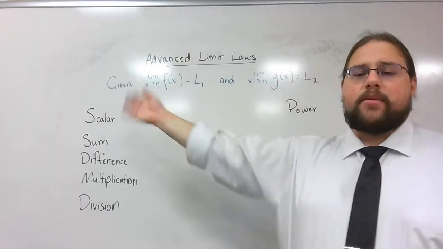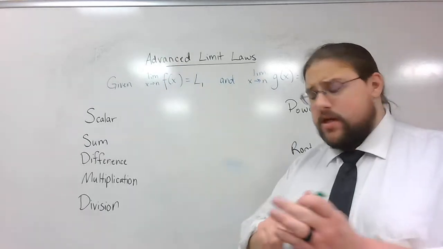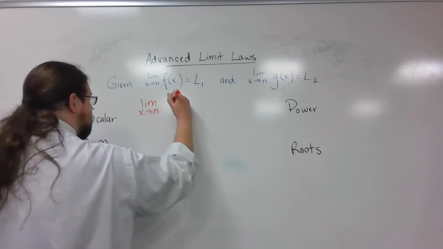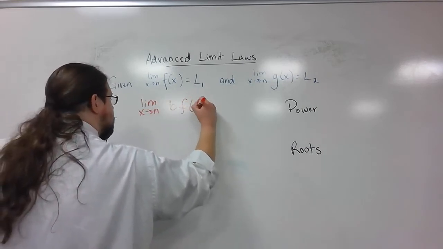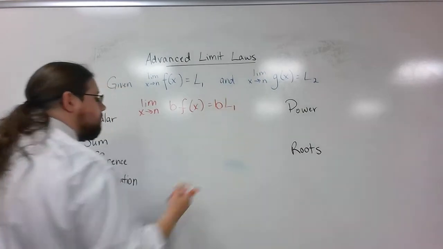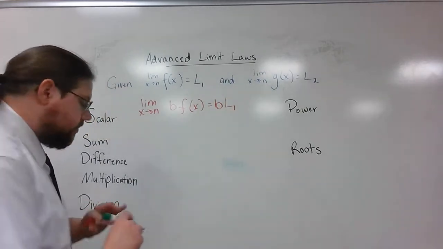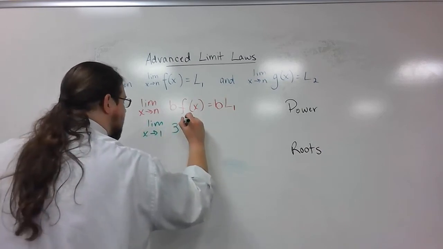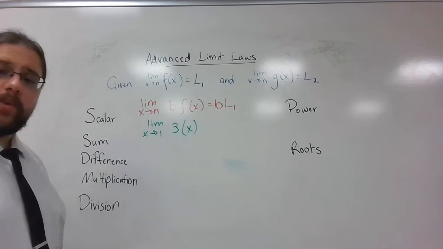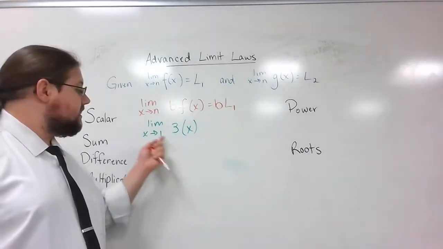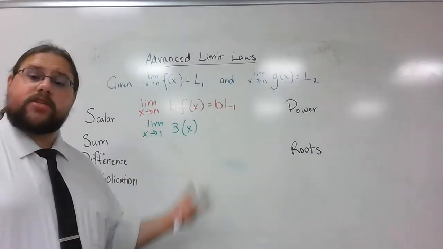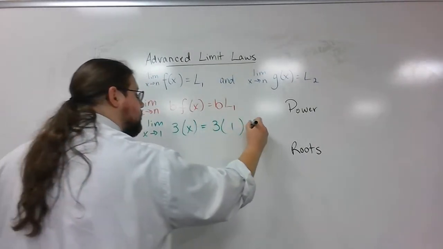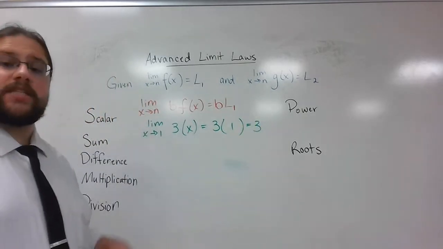So for instance, I'm going to start off with this first one, which is scalar multiplication, which is basically if you multiply a function by some number, and I'm just going to call the number b, what's going to happen to the limit is you're just going to multiply it by the number b. So for example, just very quickly, if I had the limit as x approaches 1 of 3 times x. Well, in the last video we talked about if I'm just trying to find the limit as x approaches 1 of x, all I have to do is plug it in. Well, so that means it's going to be 3 times 1, which is just 3.